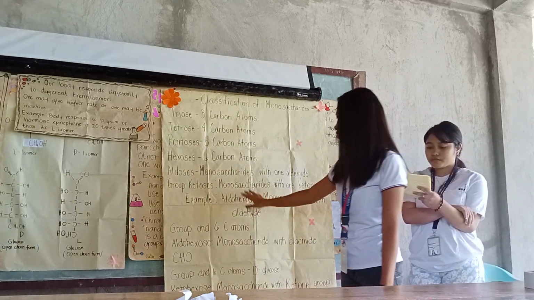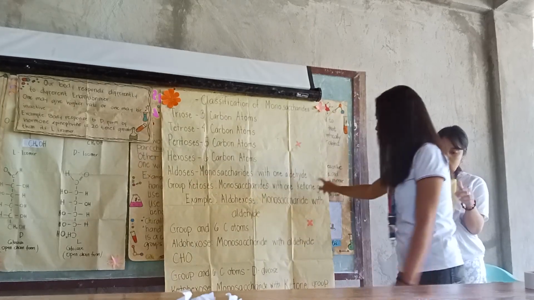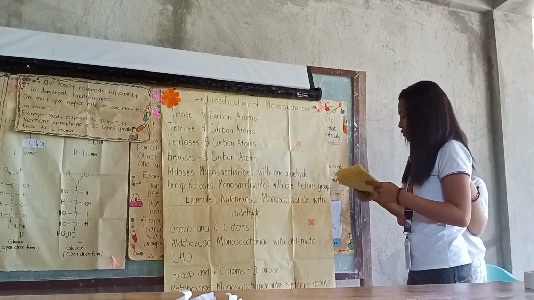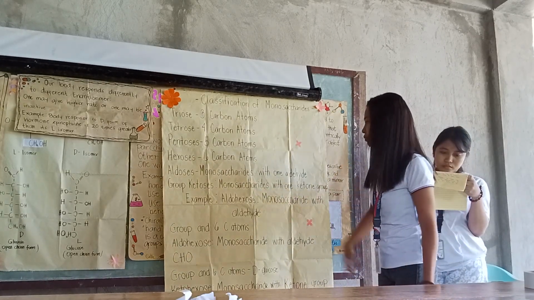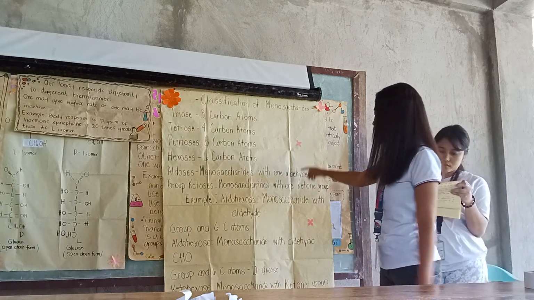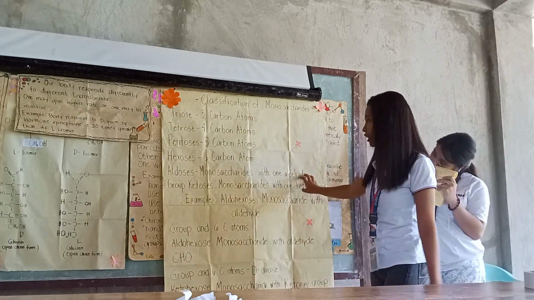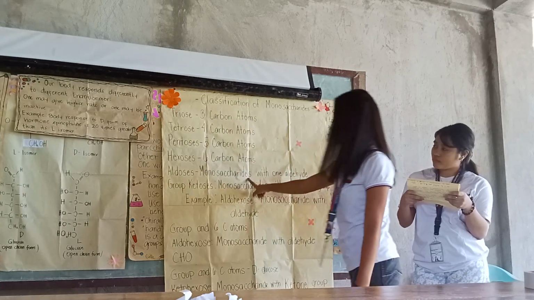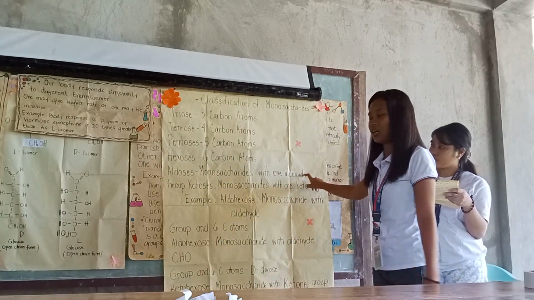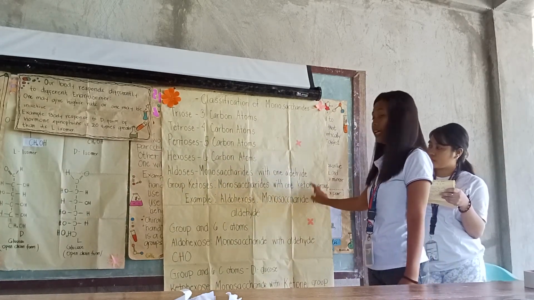Tapos ang ketoses is monosaccharides with one ketone group. Functional group tapos ang ketone. Ang timan-an nila ani is ang aldoses is aldehyde nga functional group tapos ang ketoses is ketone functional group.